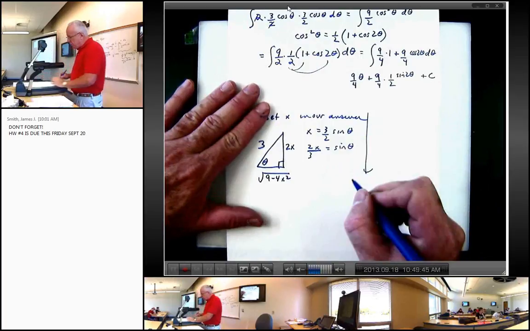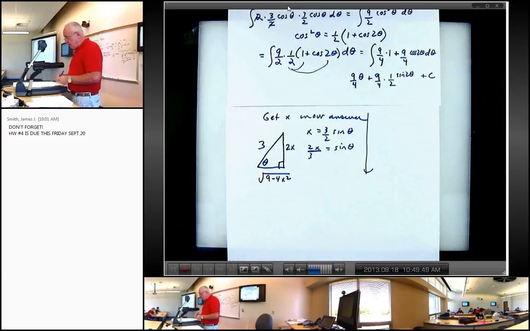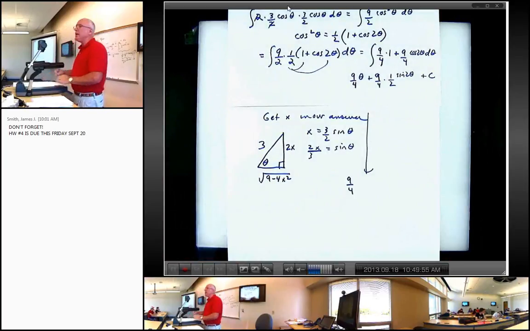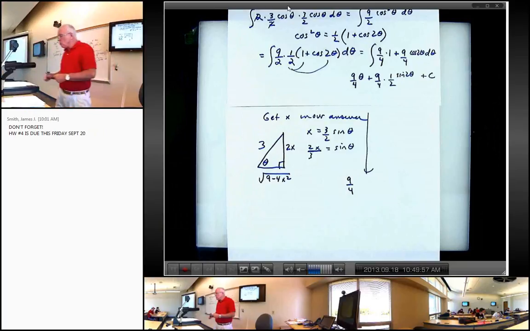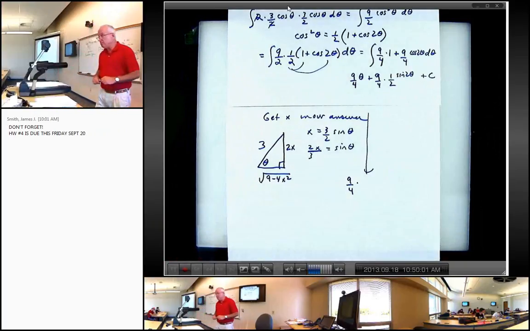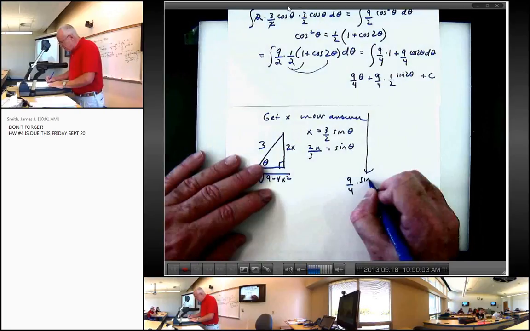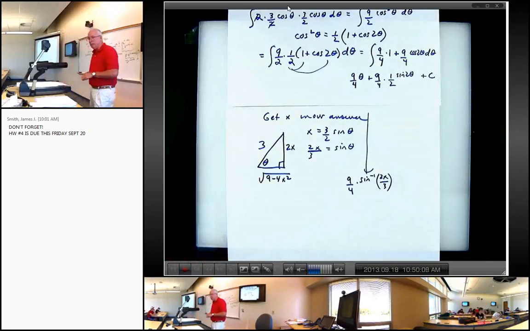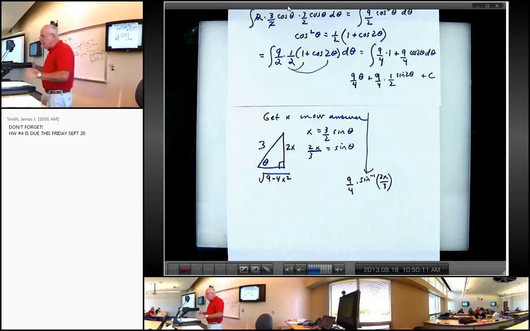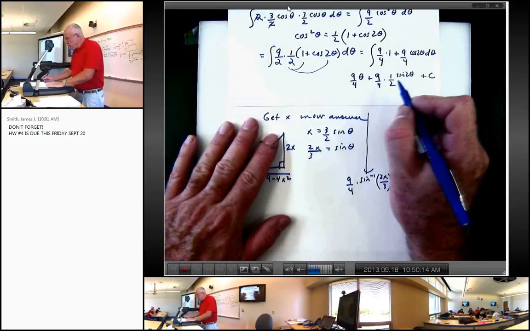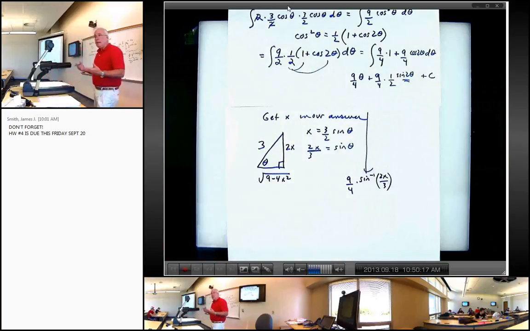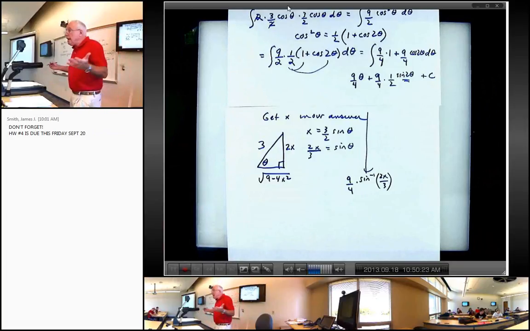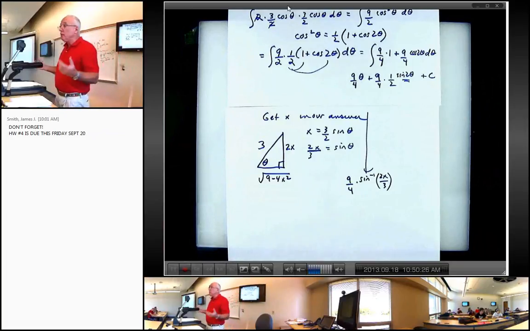So first of all, we have 9/4 theta. Now we know that the sine of theta is equal to 2x over 3. So what will I replace theta by? By the sine inverse of what then? The 2x over 3, right there. That's what my theta is going to be replaced by. Now we've got a little bit of a problem here. Notice that this other formula here involves the sine of 2 theta. And my triangle is only for this angle of theta.